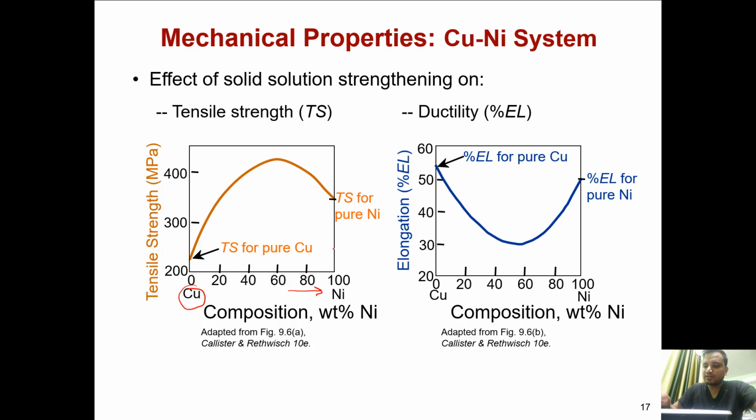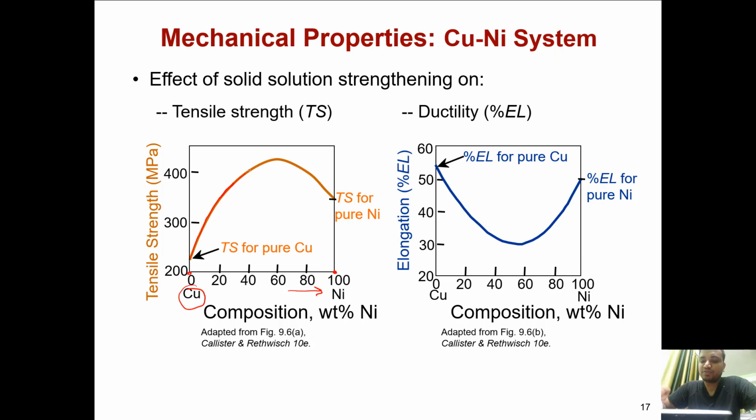At this extreme point nickel will be your 100%, and at this extreme point the copper will be 100%, right? Why? Because the nickel is 0%, that means it is copper. So as we are adding the nickel, this is forming a substitutional solid solution and it is increasing the strength. So the substitutional solid solution basically increases the strength.